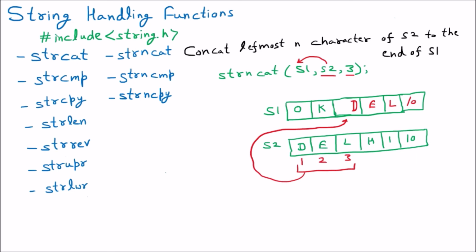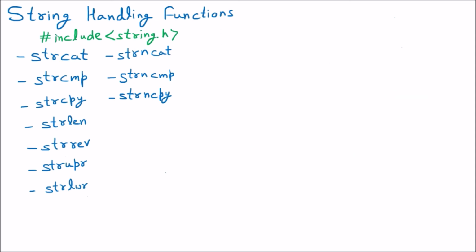So here we are having only n particular leftmost characters which are going to concat or combine with string 1. So now we are learning one more function which is strstr. So the next function which we are learning is strstr. Now talking about the strstr function, it signifies the substring. So it is going to locate a substring in a string.